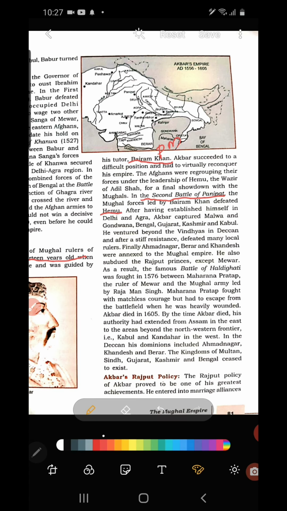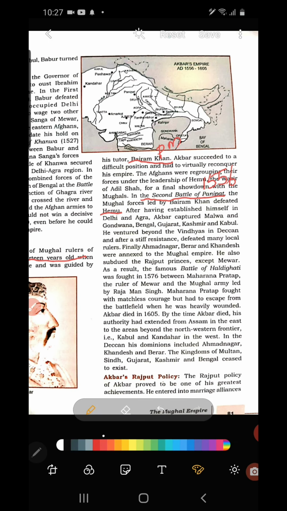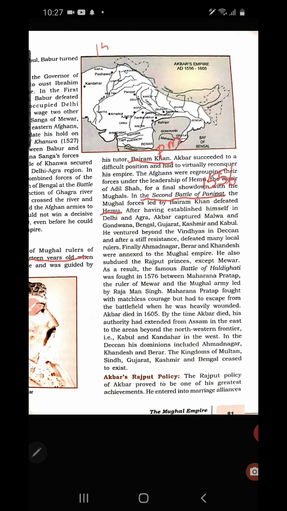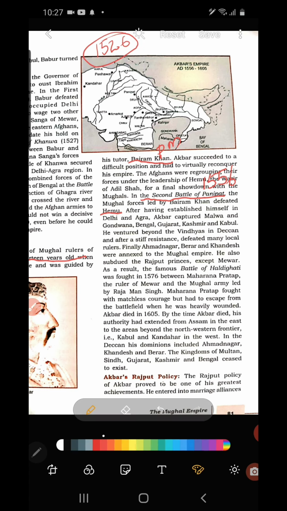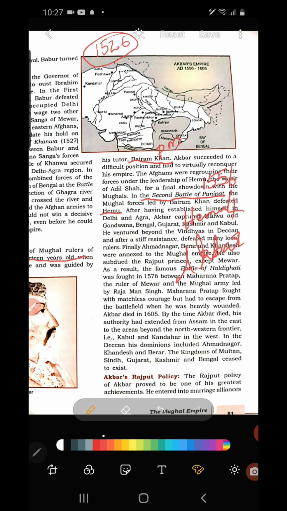Second battle of Panipat was held between Hemu and Akbar in which year? 1556. Don't get confused with the first battle of Panipat. The first battle of Panipat was held in the year 1526, and with that the Mughal Empire came into existence in the country. That battle was held between Babar and Ibrahim Lodi. But the second battle of Panipat was held in the year 1556 between Hemu and Akbar. Clear?